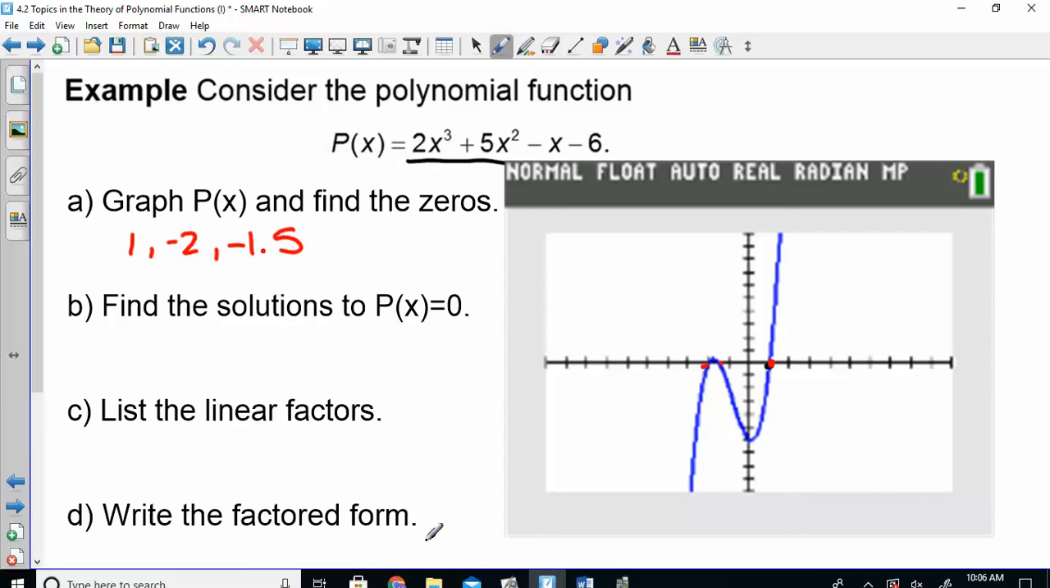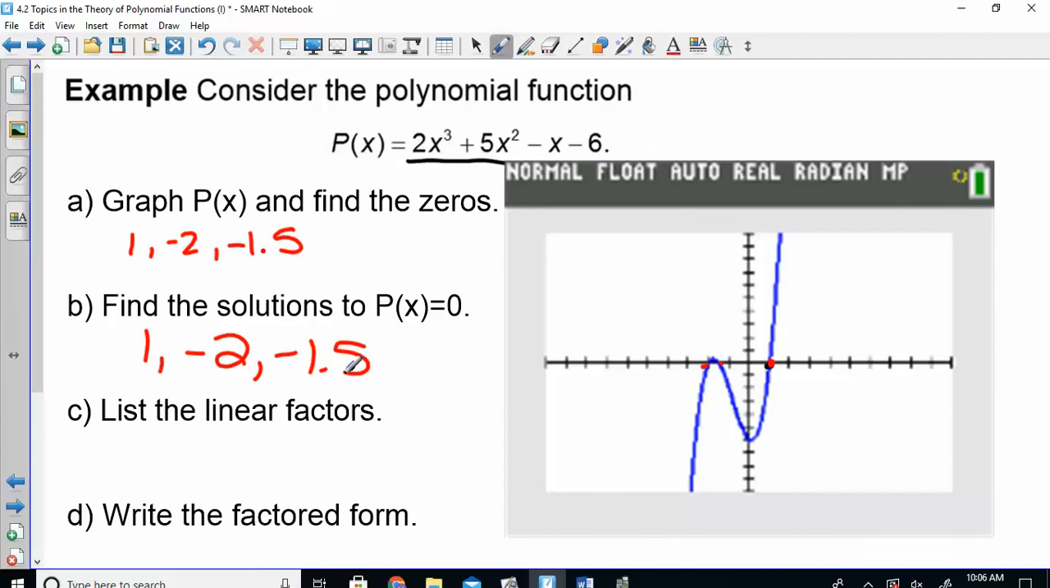Alright, so what if I asked you to find the solutions to p of x equals 0? What am I asking? I'm asking, when is this equal 0? Isn't that the same thing as finding the zeros? So it's the same answer. I might ask these a few different ways.